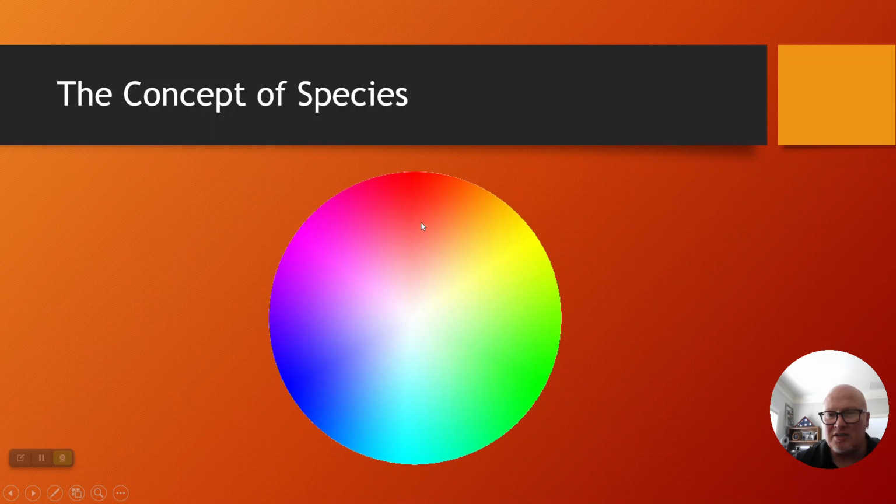But if we take a look at this color wheel, here's red, and we can put our finger on it and say, okay, yeah, that's red. And here's yellow. But can you put your finger on this color wheel where red stops being red and starts being yellow? This is kind of the way that species are. The difference between species is a little fuzzy.